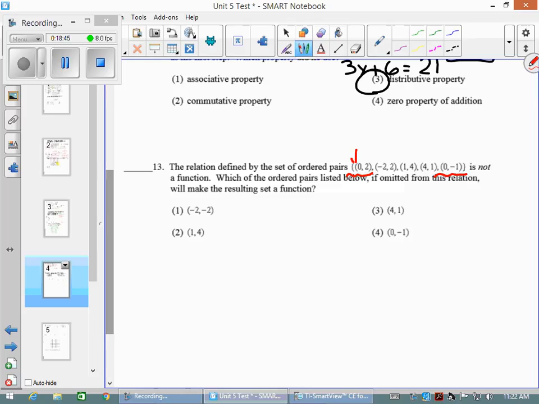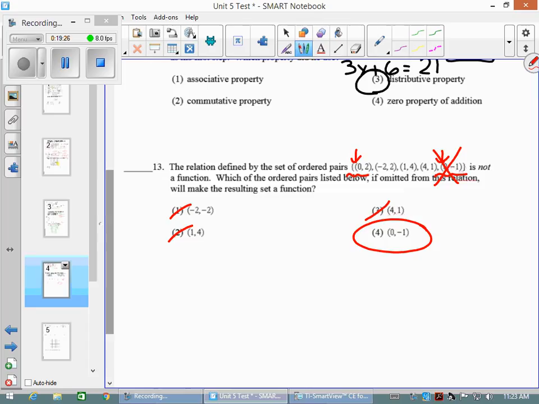So if we omit this choice, (negative 2, 2), that's not going to help our problem. We still have that this is not a function. So that's not our answer. If we omit (1, 4), again, we're still going to have those 2 outputs for 1 input. That is not our answer. For the next one, same problem. Those did not get rid of our 2 different outputs for the same input, so that's not it. Our answer would be choice 4. If we omitted this one, this relation then would be a function. Your answer is choice 4.